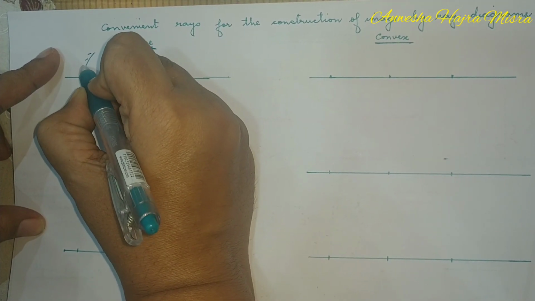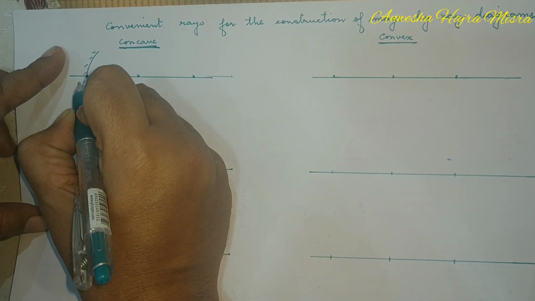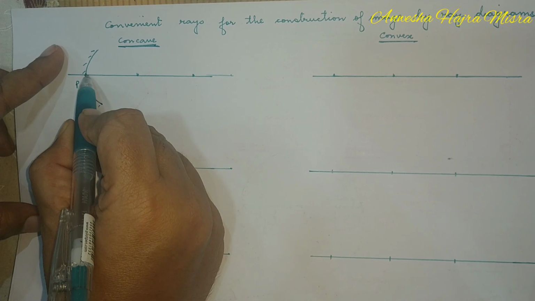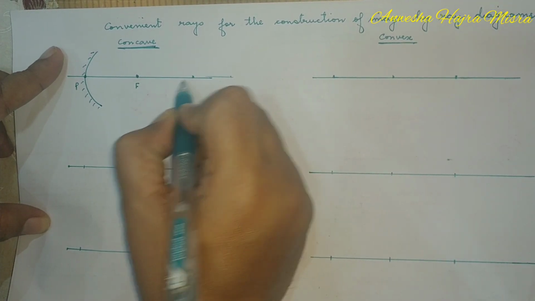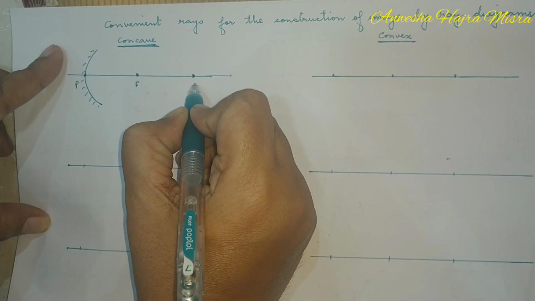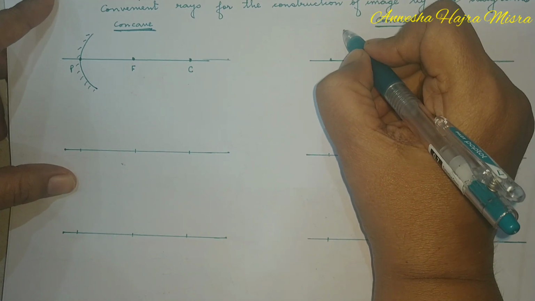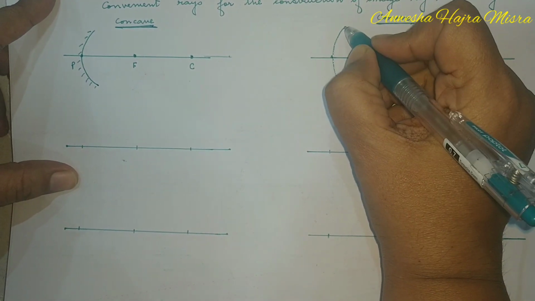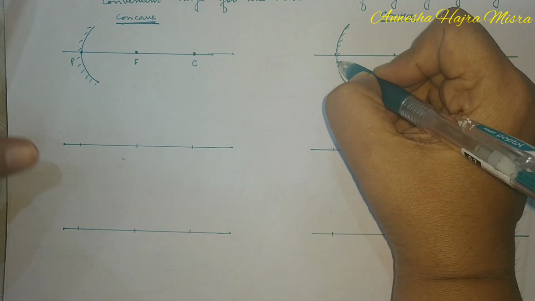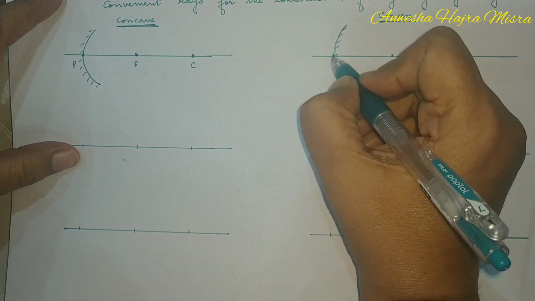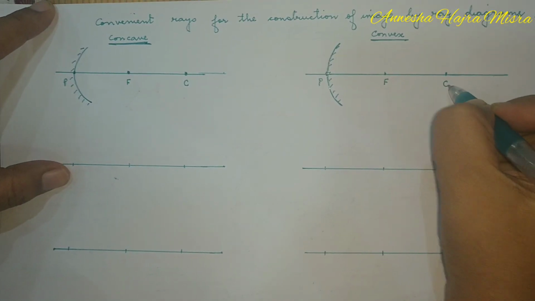This is my concave mirror. Pole, say 3 centimeter from here, this is my focus. 3 centimeter from here is my center of curvature. This is my convex mirror. Silvering is this side. Pole, focus, center of curvature.